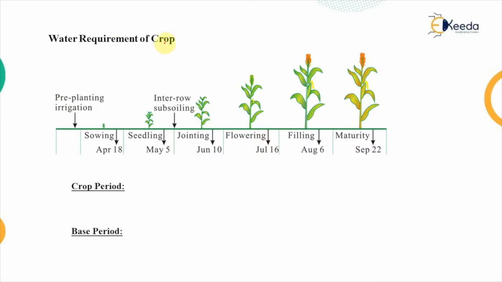Now, as we are aware, every crop requires a certain amount of water for its complete growth. So this water requirement of the crop signifies the total quantity of water which is required for the growth of the crop, and the way in which it is required. That is signified by the water requirement of the particular crop.